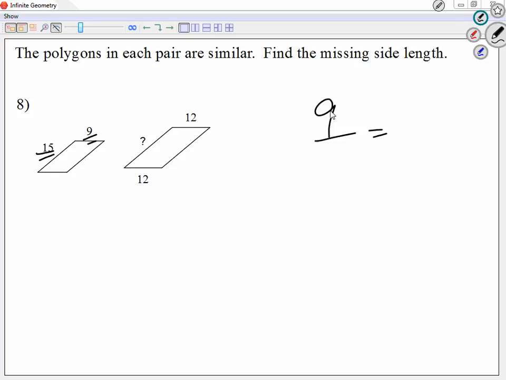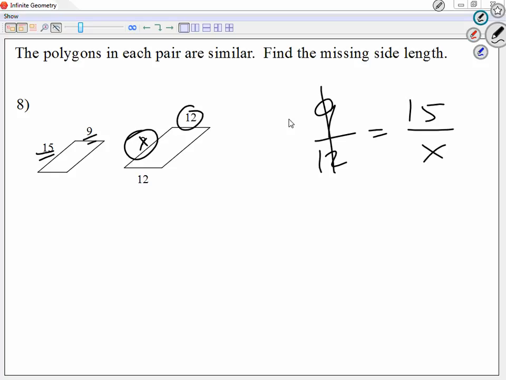Remember, I like to write from small to large. The reason why is because that way I keep an order and it's easier to not get lost. On the other figure, I'm going to use 12 and x. Remember the question mark, I call it x. Which one's smaller, 12 or x? 12. So we're going to go 12 and x.